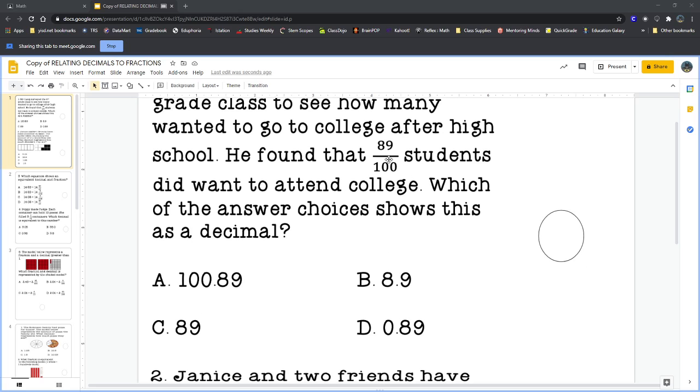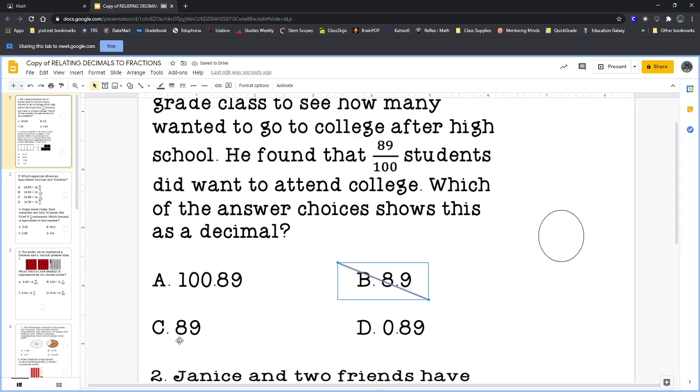I can see that the bottom, my denominator, is 100. So I know that I'm going to need my tenths place and my hundredths place. So the first thing I would do is get rid of any answer choice that doesn't use the hundredths place. Answer choice A has a decimal, tenth, and 100th. Answer choice B has a decimal and a tenth, but no 100th. I could cross out answer choice B.